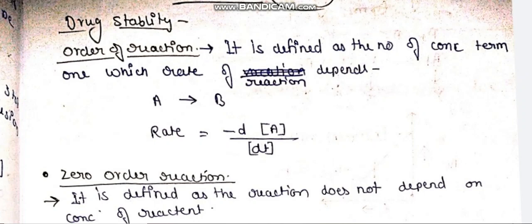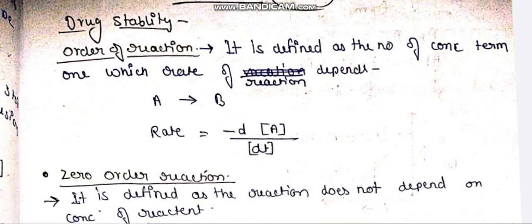Hello everyone. Today we are going to discuss drug stability. Drug stability simply means whether our drug is stable or unstable, and whether it can be used for therapeutic action or not. To determine the drug stability, we have to determine its order of reaction. Order of reaction generally means on how many reactants, or on the concentration of which reactant, a parameter is dependent. So firstly we are going to discuss the definition of order of reaction.